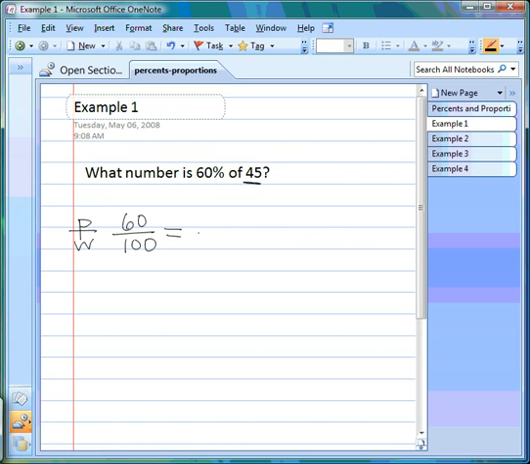45 is the whole amount, so it needs to go on the bottom, and we put a variable on top, and now we can solve our proportion. 60 times 45 divided by 100. We punch that into our handy dandy calculator, and we get 27.